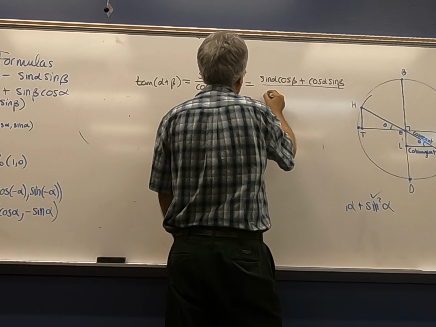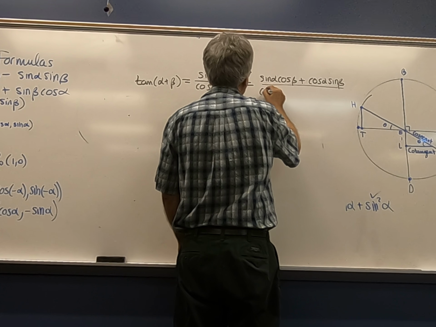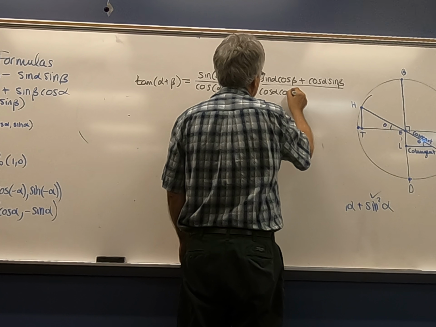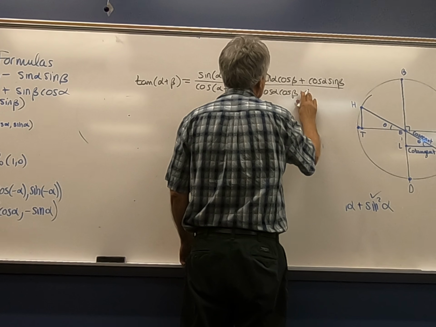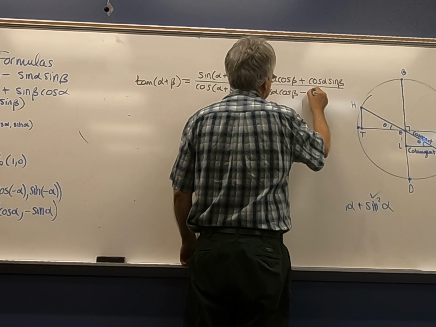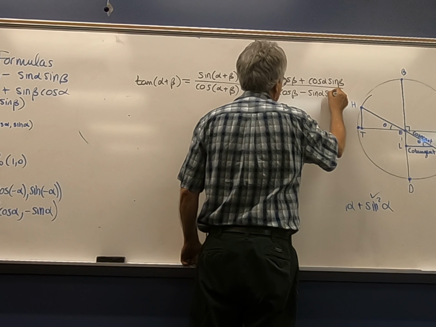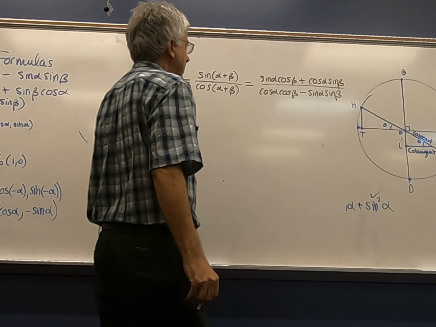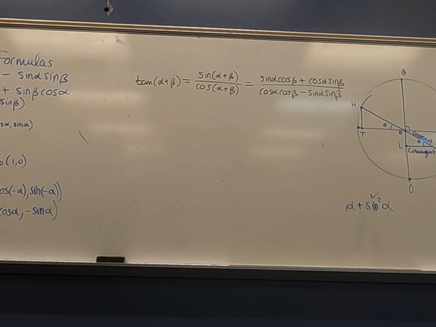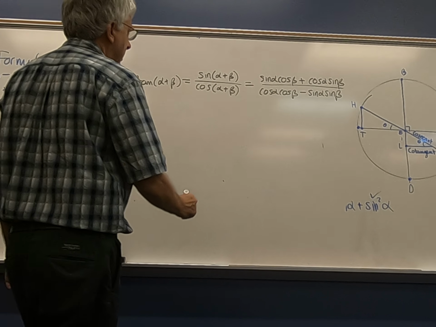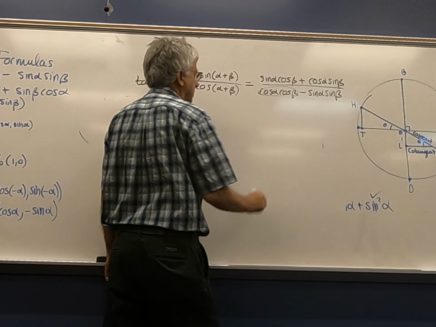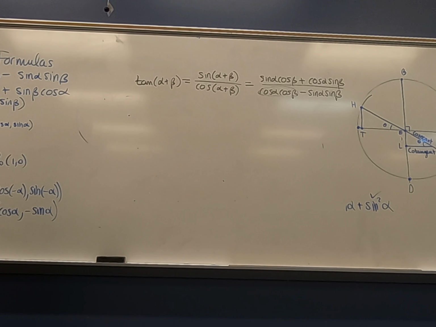And then this is cosine alpha, cosine beta, plus minus, right? Because it's cosine. Sine alpha, sine beta. Oh, well that looks like a god-awful mess. Plus we'd like to write it in terms of tangent, right? So here's the trick. Take this, right, and divide each term in the numerator and denominator by that, right?